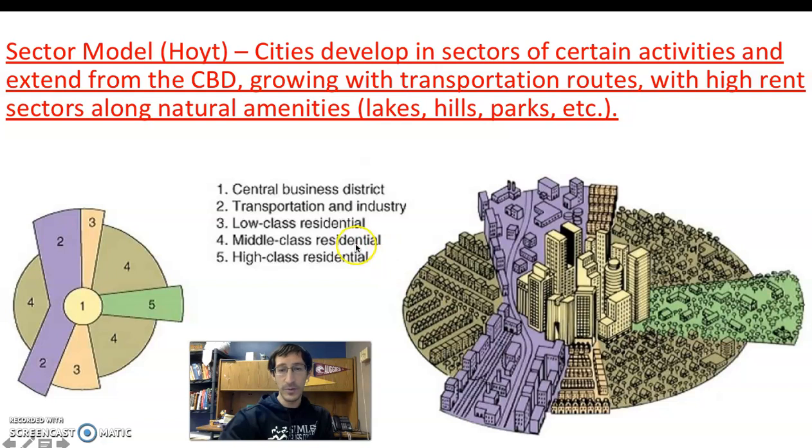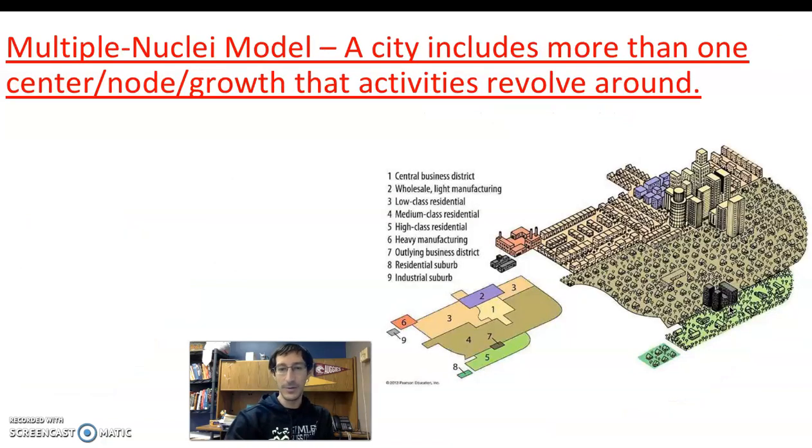And then your 4, you have your middle-class residential areas. So this would be maybe areas of Northeast Minneapolis, parts of South Minneapolis, and then your high-class residential. So this is like your Linden Hills, people that live along the Chain of Lakes area would probably be considered within that high-class residential part of Minneapolis. So I think, from my perspective and how well I know the city, I would say the Hoyt sector model probably fits pretty well with the layout of Minneapolis. And that's just, again, my 2 cents on how well I know the city.